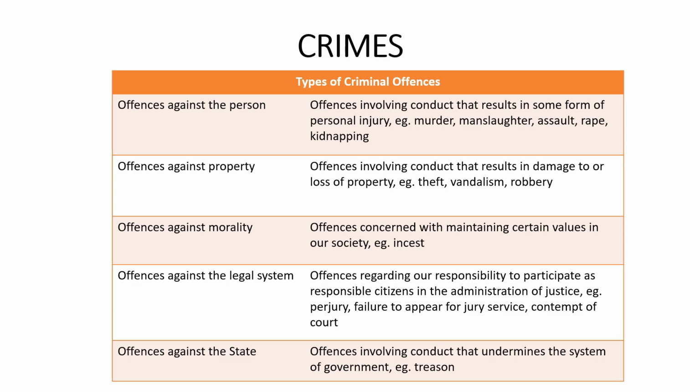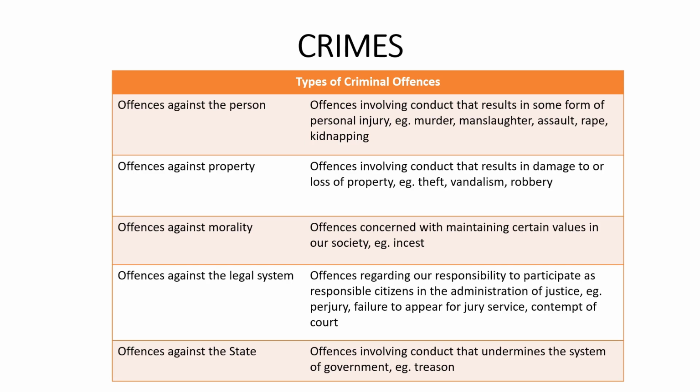Offences against the legal system are offences that relate to our responsibility to participate as responsible citizens in the administration of justice. One example of an offence against the legal system is perjury. Perjury is where a person comes to court as a witness and they swear that they will tell the truth. However, instead of telling the truth, they lie. That is, they lie under oath.